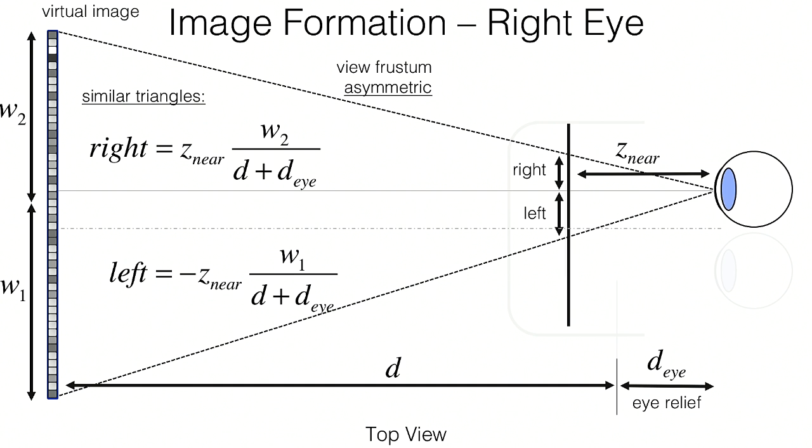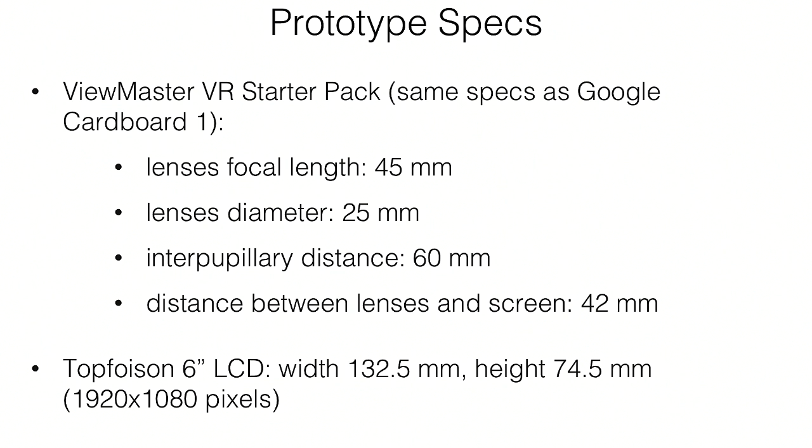For this, it's really important you notice that we need to know a lot of physical parameters about the display itself. Defining these projection matrices is very intertwined with the specific hardware that you have: the focal length of the lenses, the distance between the lens and the screen. We have all of those defined here for the ViewMaster starter pack. The focal length of the lenses is 45 millimeters, and the lens diameters are 25 millimeters. All these are very important for defining these matrices correctly so that you have a pleasant viewing experience. You also need to know the dimensions of the LCD panel, which we have provided here.